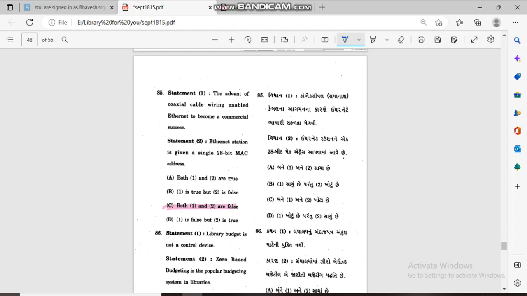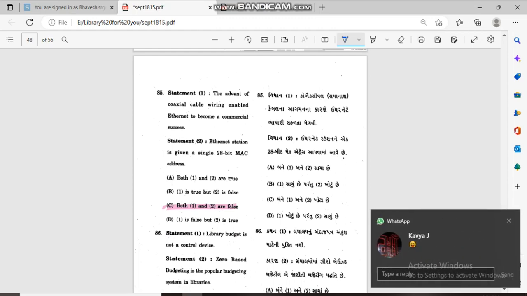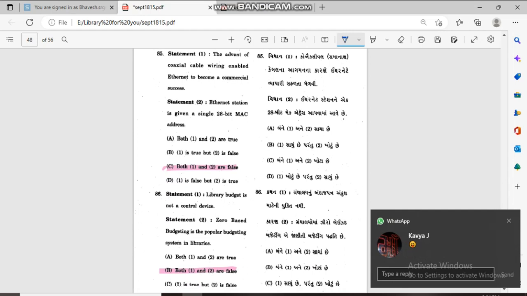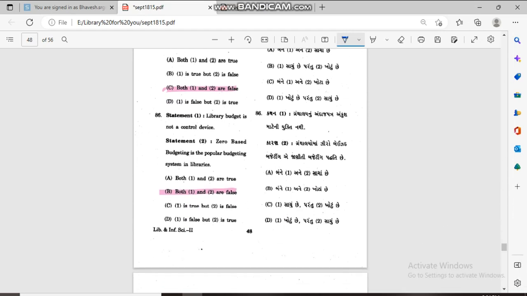Statement 1: the advent of coaxial cable wiring enabled Ethernet to become a commercial success. Second: each Ethernet station is given a single 48-bit MAC address. Both A and B are false.